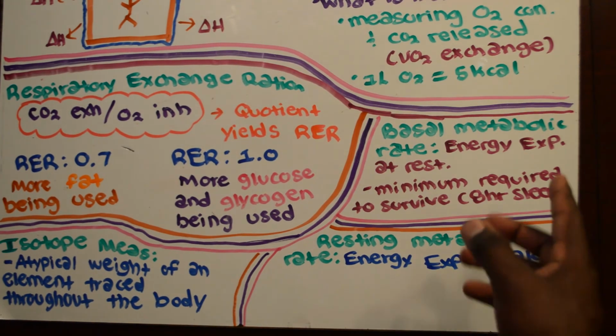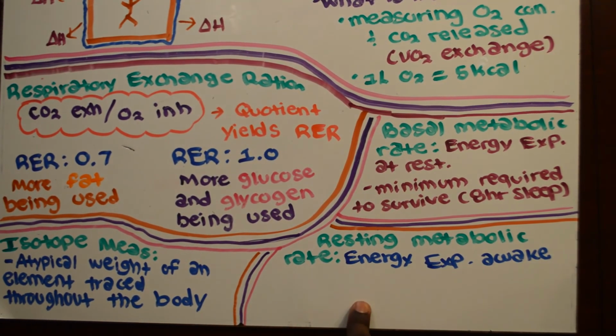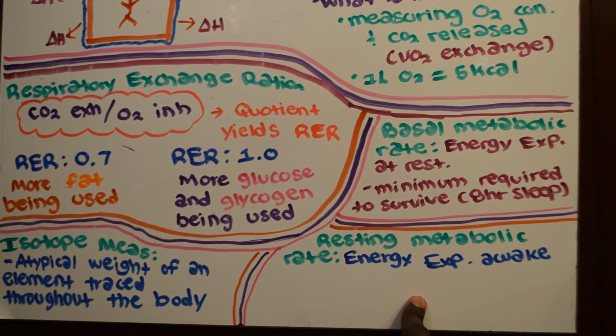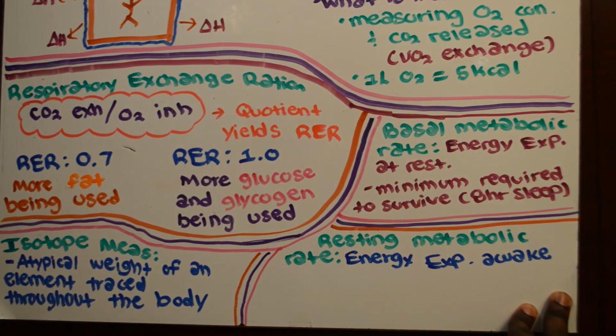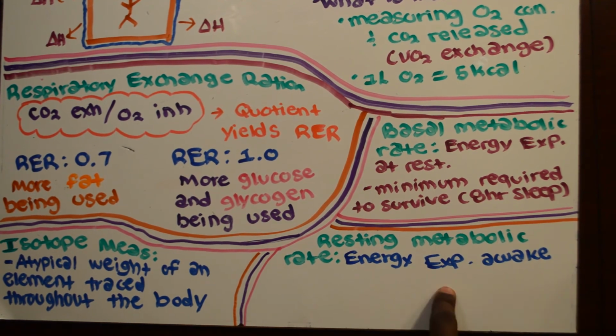Now on the opposite end of the spectrum, we have the resting metabolic rate, which is the energy expenditure that you use when you're awake. This is like when you're walking and you're talking and you're going about your regular daily life. This is that energy expenditure.